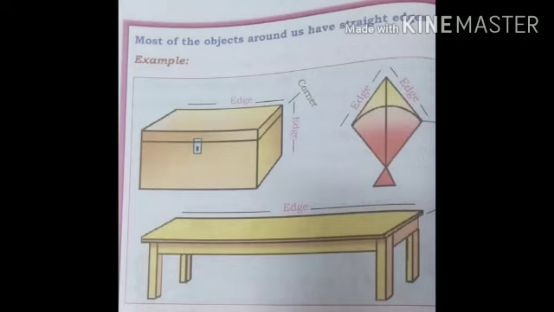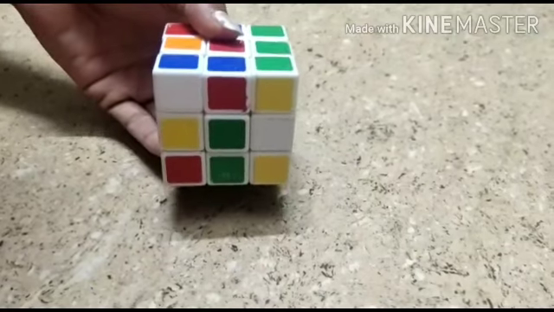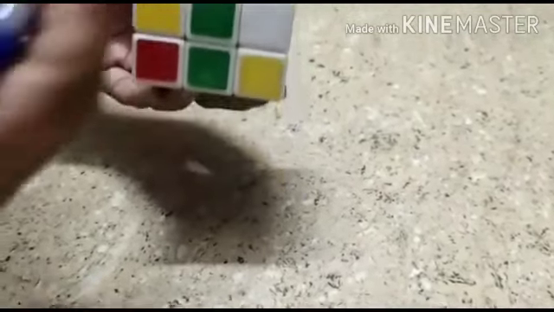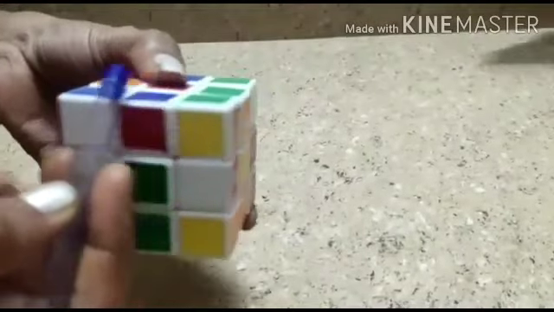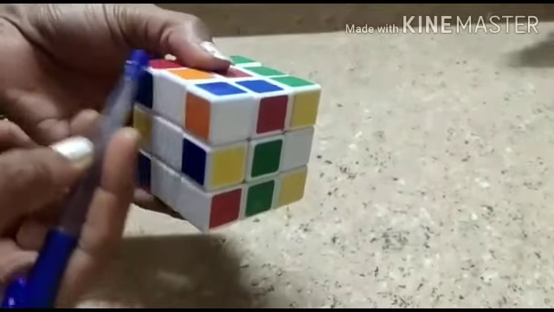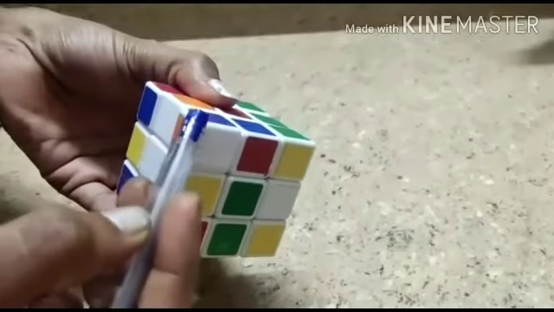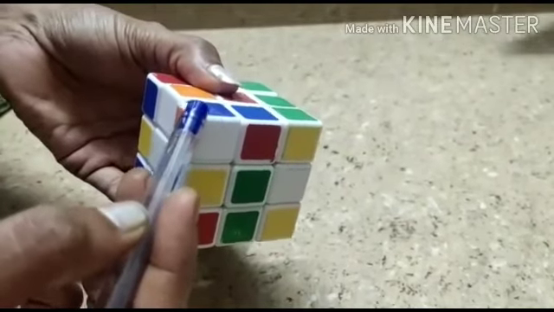And also you can see the corner. And some objects have a curved edge. Look at the picture there, children. Students, in this object, let us learn which is an edge and which is a corner. You can see this line here at the boundary is an edge. This is an edge. This also is an edge. And where these edges meet at this point, this is called a corner. This is the edge and this point is called a corner. Okay, this is an object with straight edges.